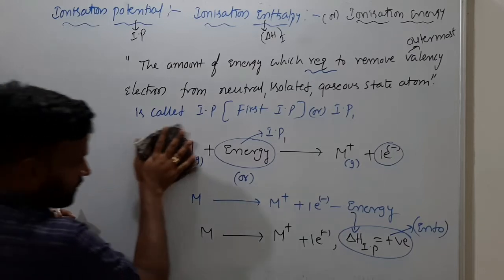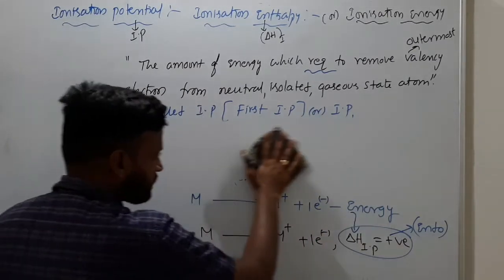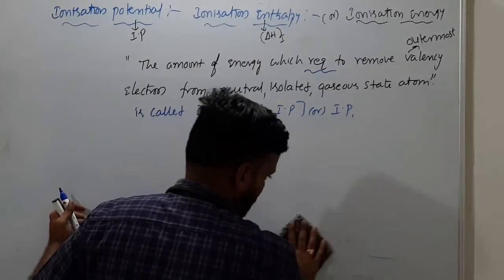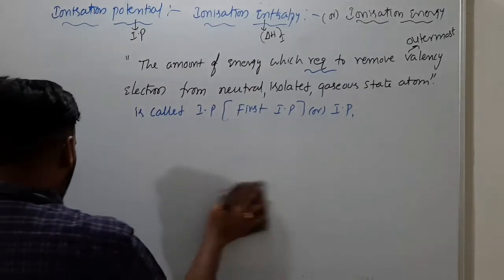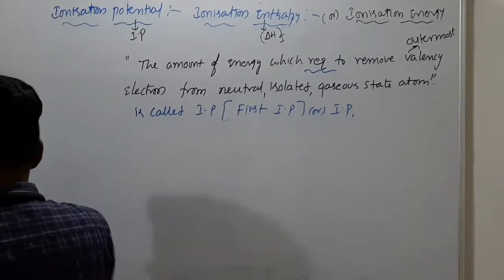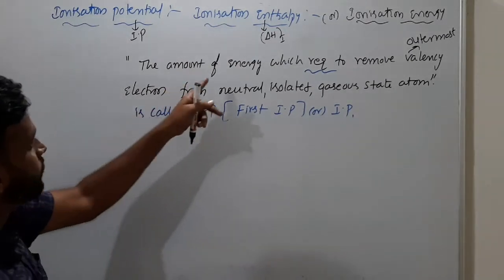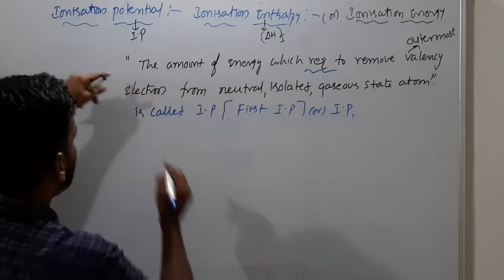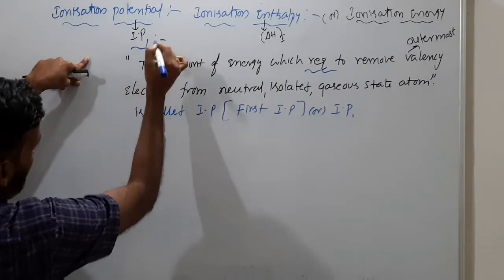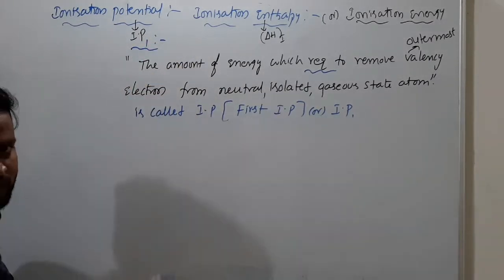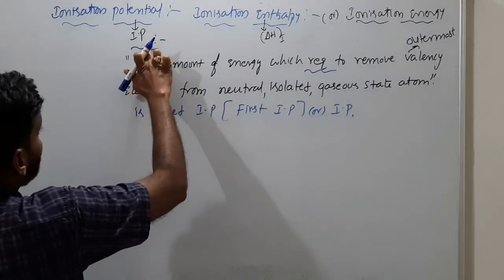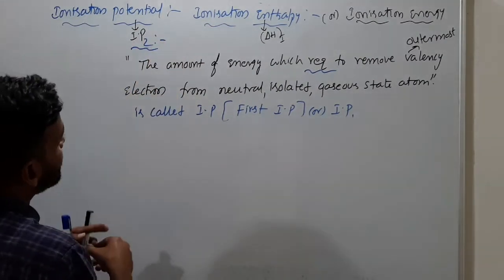So what is ionization potential, we discussed. What is IP1 and what is IP2, we discussed. Okay, so what is IP2? Can you define it now? IP2 is the same story. This is the IP1 definition actually. If I want the IP2 definition, then what will you say?